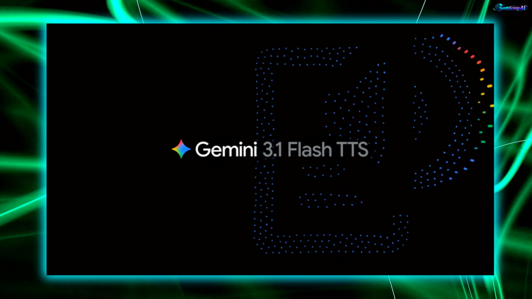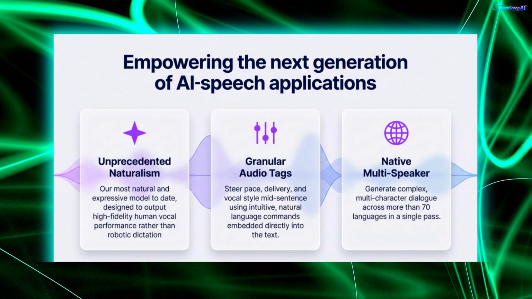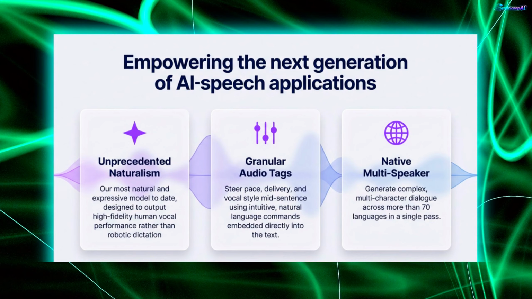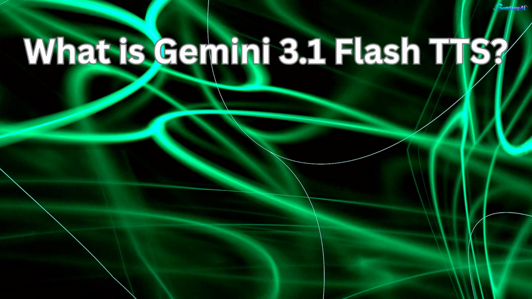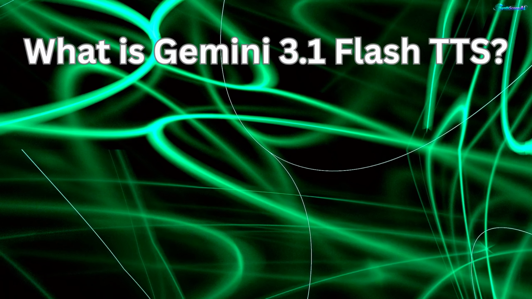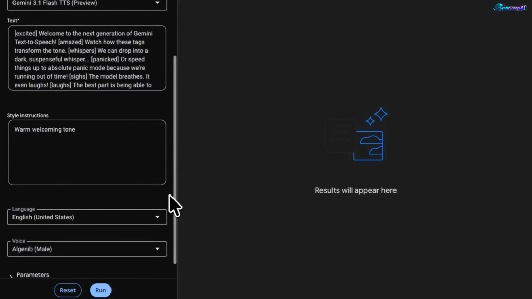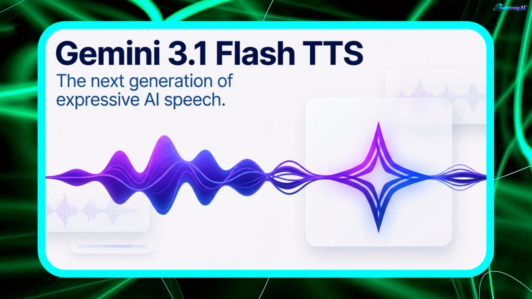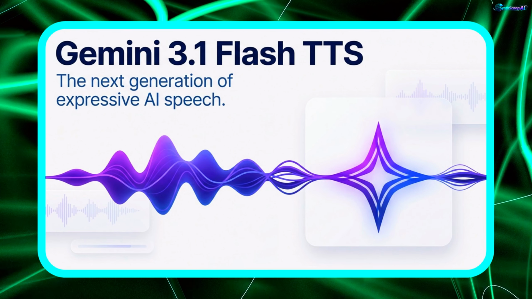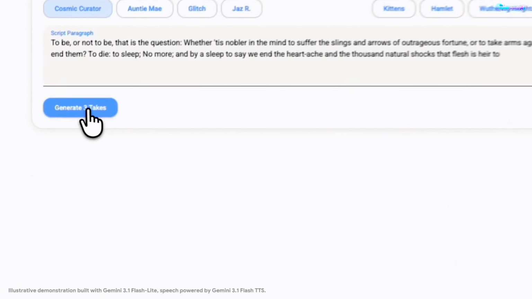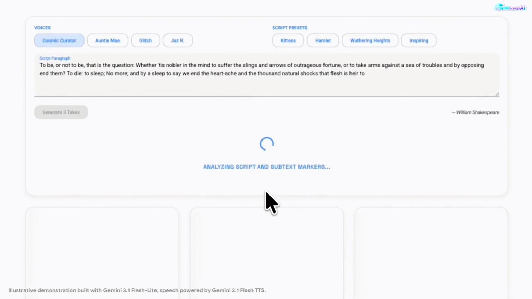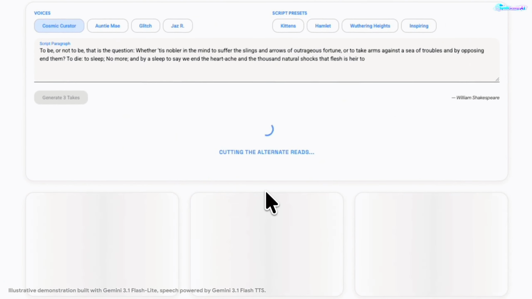Google just dropped Gemini 3.1 Flash TTS, and it's honestly a game changer for how we think about AI speech. What is Gemini 3.1 Flash TTS? So, what are we actually looking at here? Gemini 3.1 Flash TTS is the latest generation of text-to-speech technology. Now, I know new model usually just means slightly better, but this one is different. It's designed to be expressive, not just functional.